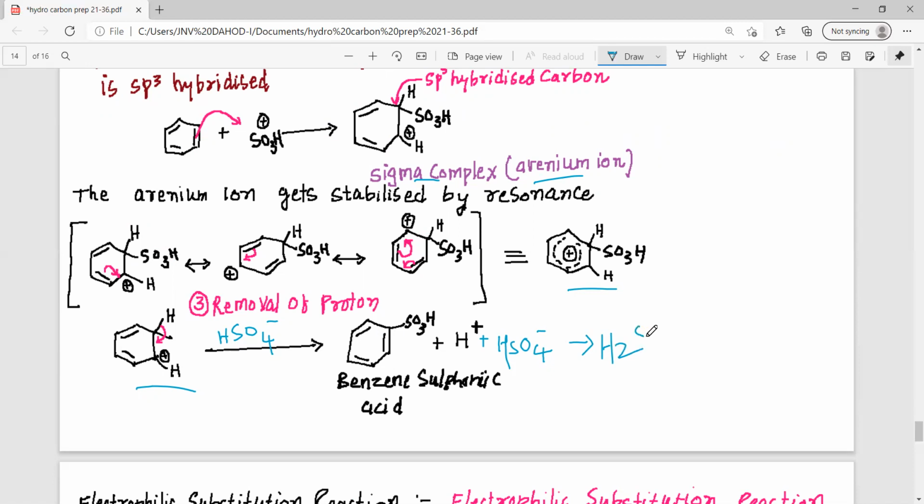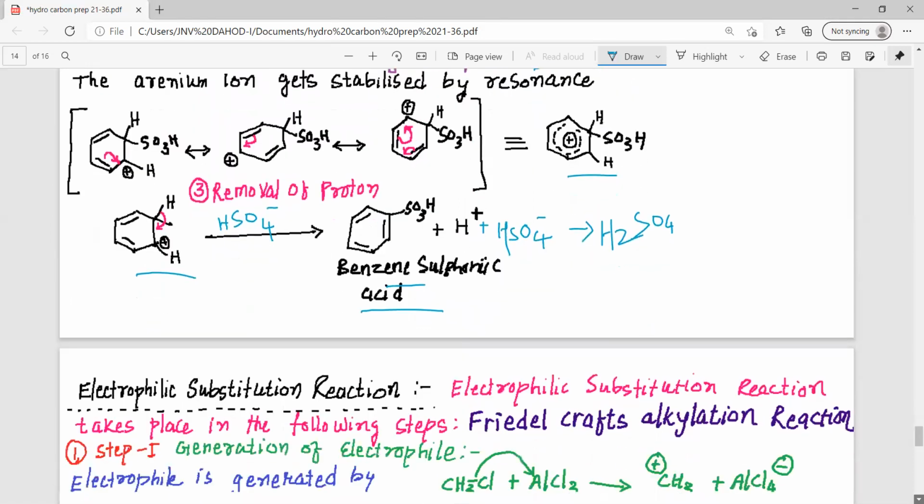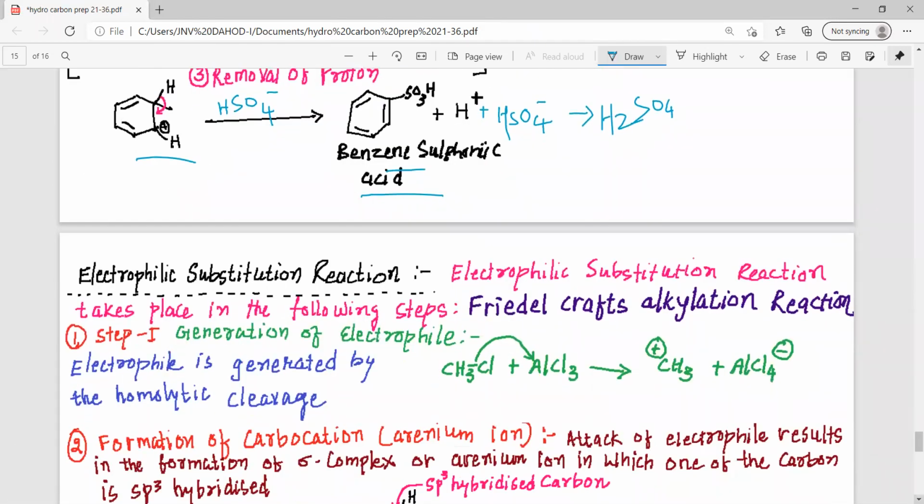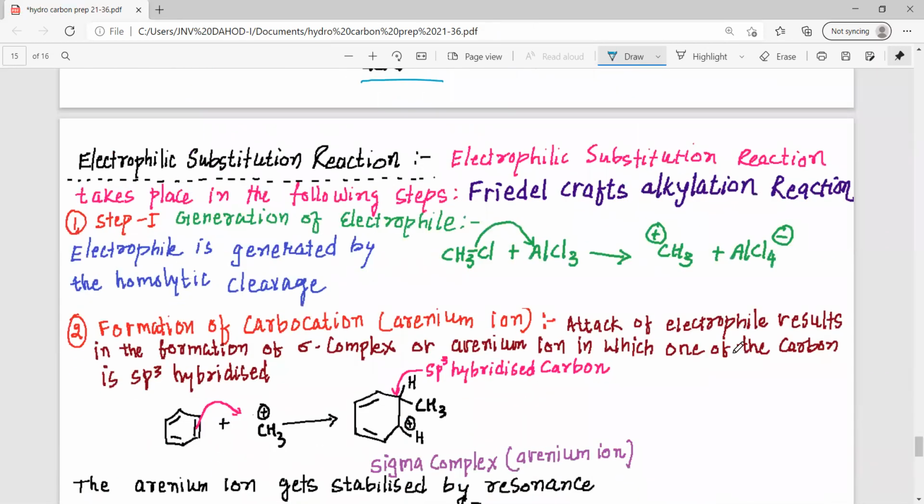We get H2SO4 produced. So this is how, my dear students, we understand the sulfonation. You can see that here we get the product as a benzene sulfonic acid. So this is how, my dear students, we study about sulfonation. Then we have the next process, which is known as the Friedel-Crafts alkylation. Please remember, when we do the alkylation, the alkyl group is being bonded to the benzene ring.